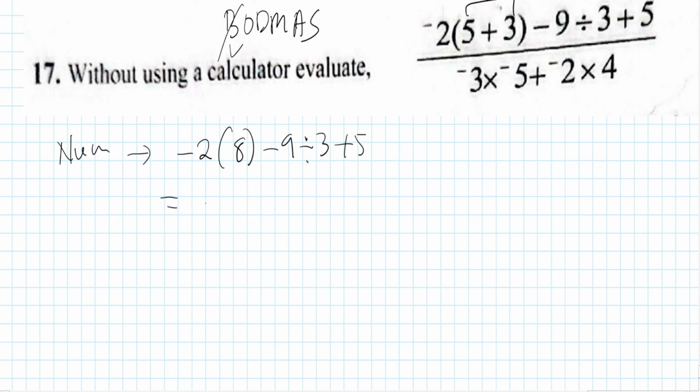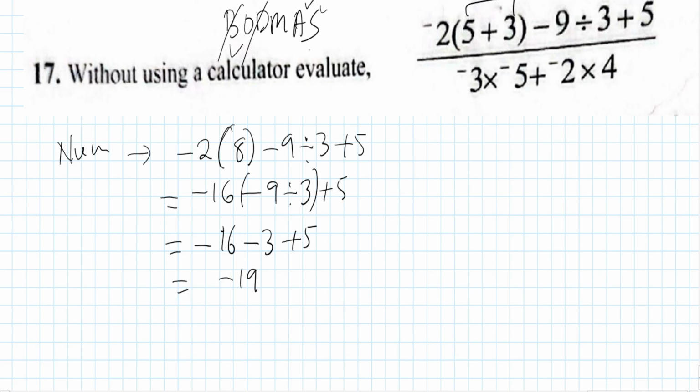Minus 2 times 8 will give you minus 16. Now we've opened the brackets. Minus 9 divided by 3 plus 5 is followed by division. Minus 9 divided by 3 is minus 3. So we have minus 16 minus 3 plus 5. There's no multiplication, it's just addition and subtraction. Minus 16 minus 3 is minus 19. Minus 19 plus 5 will give you minus 14.